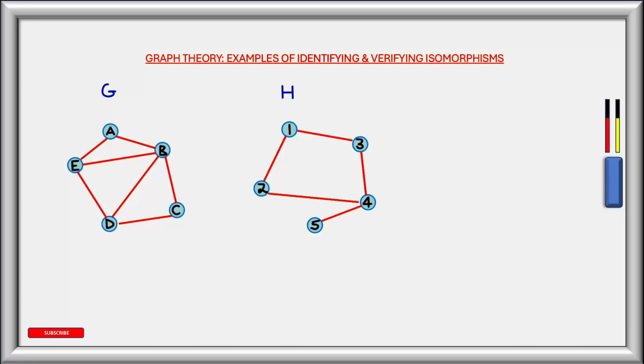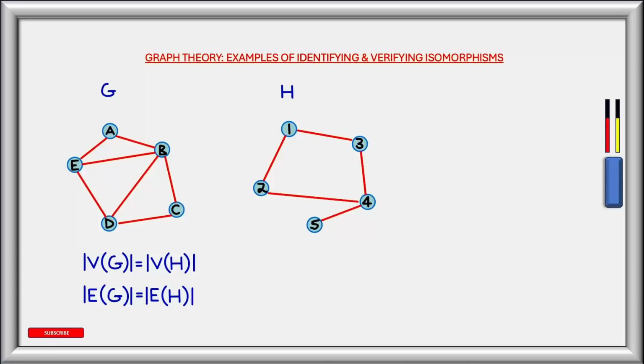In this example, let's check for an isomorphism between graphs G and H. As usual, if you'd like to play along, pause the video now. We first need to demonstrate that the number of vertices in graph G is equal to the number of vertices in graph H, and that the number of edges in graph G is equal to the number of edges in graph H. And so beginning with vertices, in graph G we have 1, 2, 3, 4 and 5. And in graph H we have 1, 2, 3, 4 and 5. The number of vertices in each graph is 5 and therefore equal.